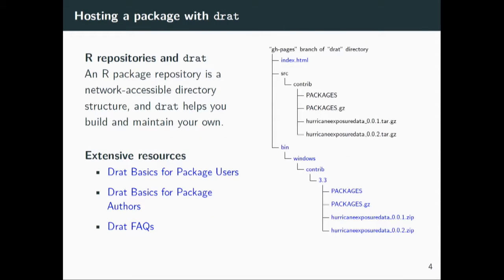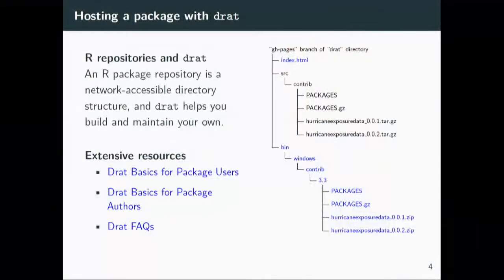You can see that there was a subdirectory in here that had a lot of the source code. It has the built package code, and you can put in different versions of a package. So this has two versions of the hurricane exposure data package. You can also put in compiled code if you want. This is showing an example with some of the Windows code. And also, if you want to gussy up the front page of your repository, you can put in an index.html and make that a little bit fancier.